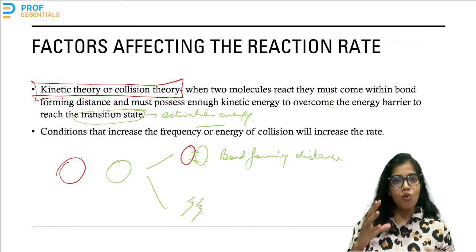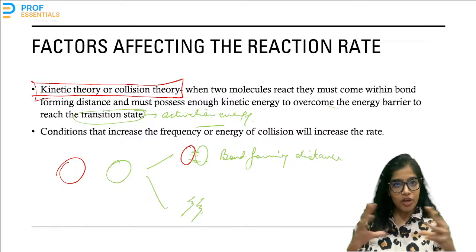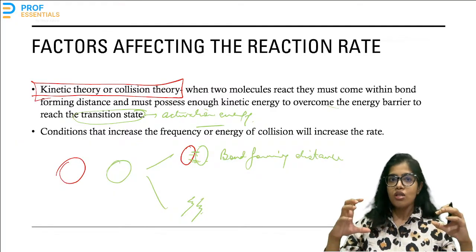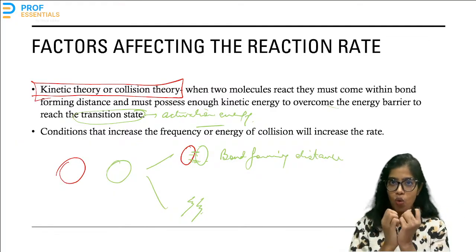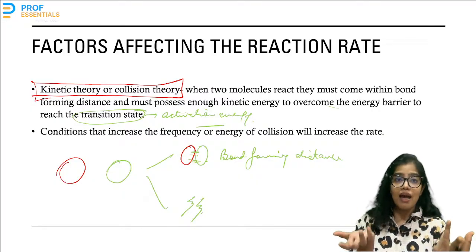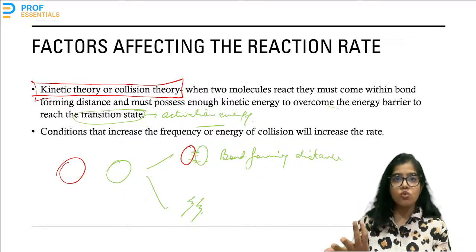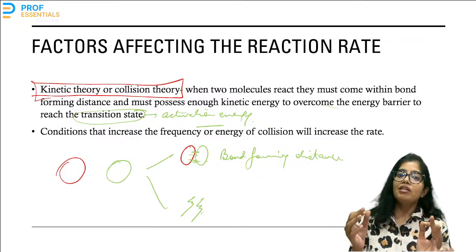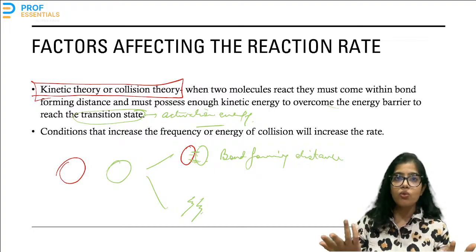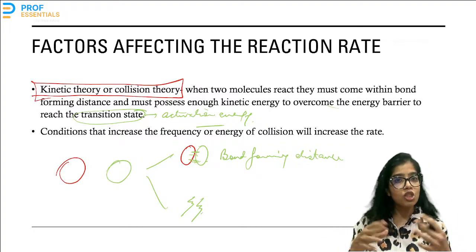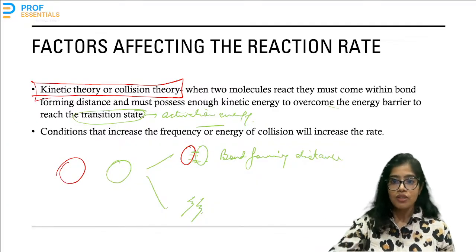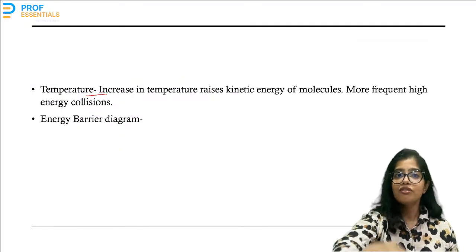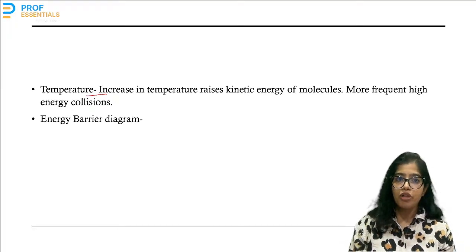Suppose the frequency of collision increases, that is, the molecules are so near each other that they collide more frequently. That means more bonds will be formed, so the rate of reaction will increase. Similarly, if the energy in the molecules increases, then the rate of the reaction is going to increase. Got it? So these are the factors affecting the rate of the reaction. Temperature.